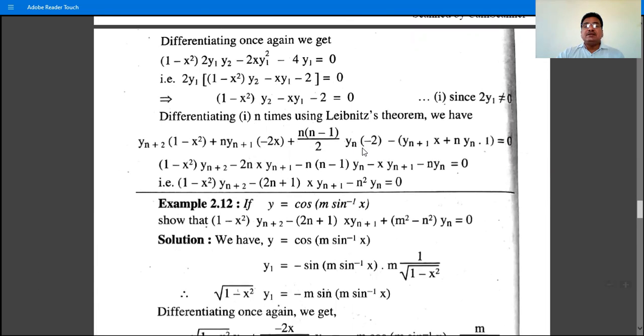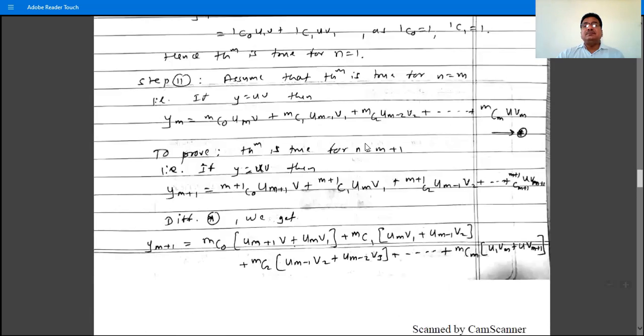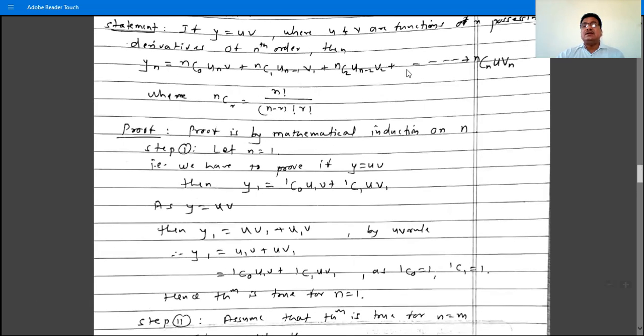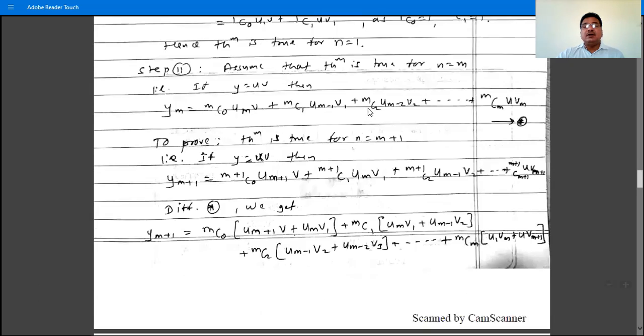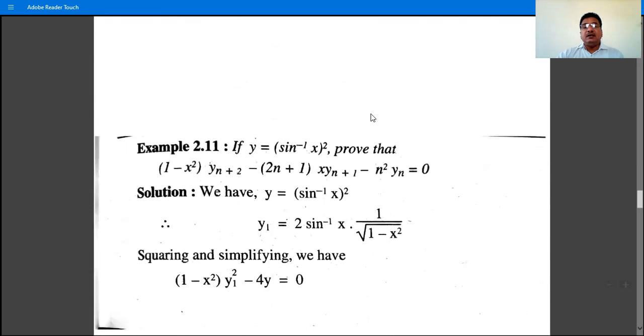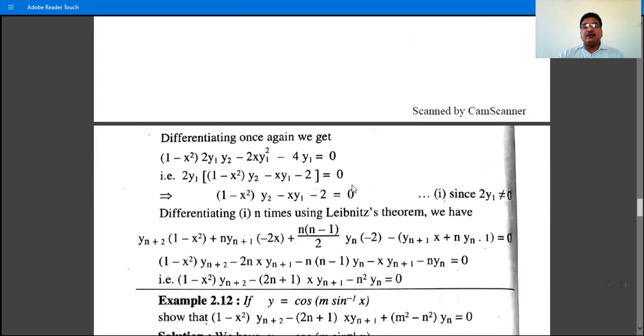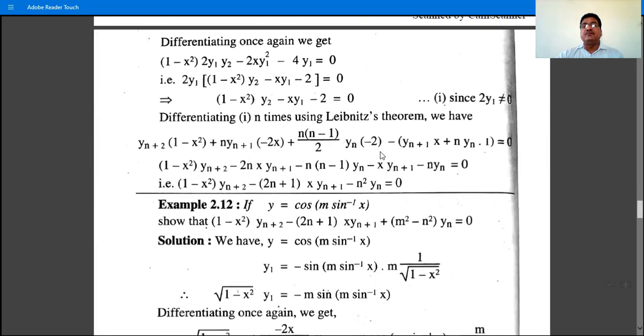Okay. And what is the next term now? That is nC3, u_{n-3}, v3. And what is v3 now? The third order derivative of v: first order derivative is minus 2x, second order derivative is minus 2, and the third order derivative is 0. So all the remaining terms are 0. So these three terms denote the nth order derivative of (1 minus x square) y2. Then minus sign, so write in bracket x into y1.